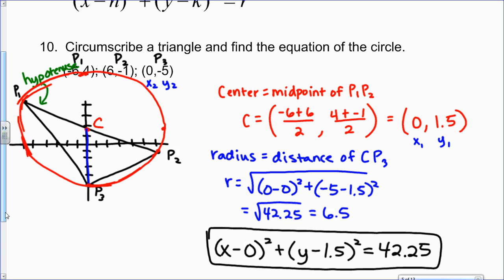Okay, any questions about this? Okay, that's where we're going to stop today. Tomorrow we're going to start on B, and we're going to be looking at some stuff with parabolas, looking at parabolas a little bit differently than we have before.